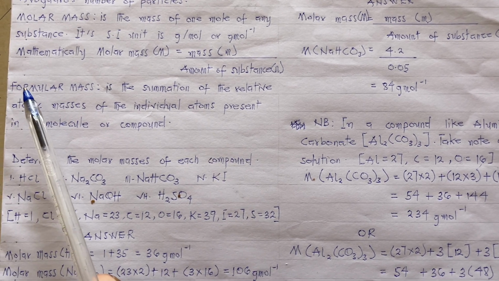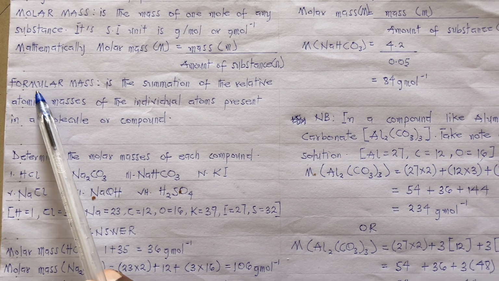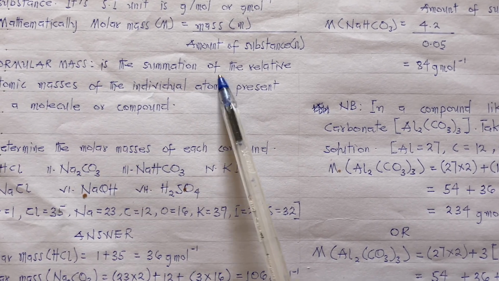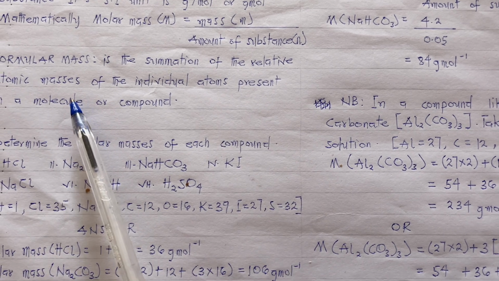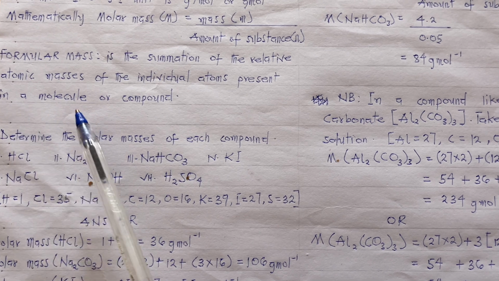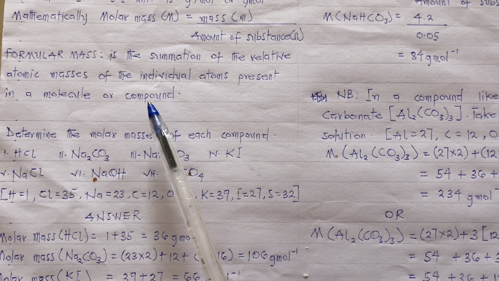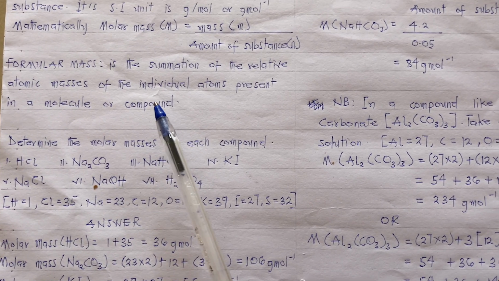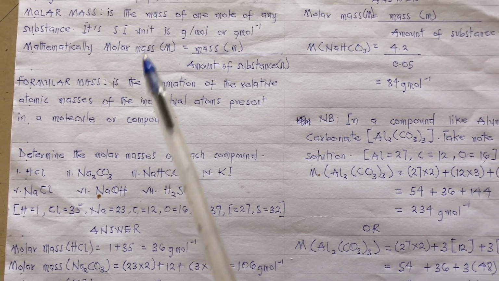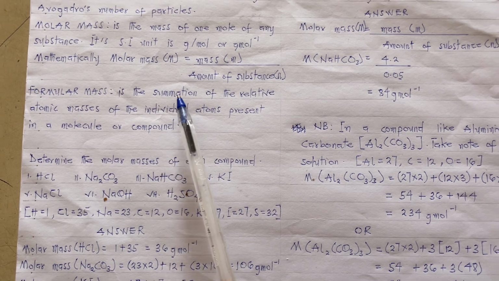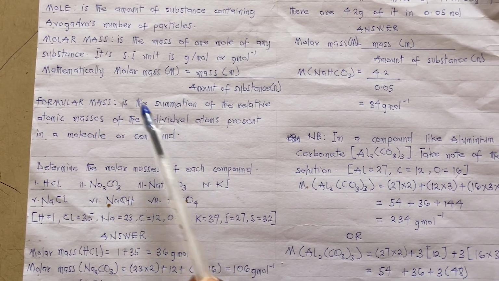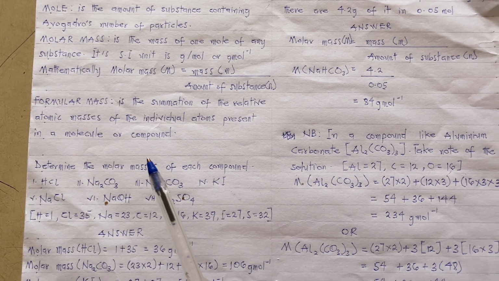Now, let us also look at another term here called formula mass. Formula mass is the summation of the relative atomic masses of the individual atoms present in a molecule or compound. One thing about formula mass is that formula mass has no unit, but molar mass has unit. And we can use the principle of formula mass to calculate molar mass in some questions.